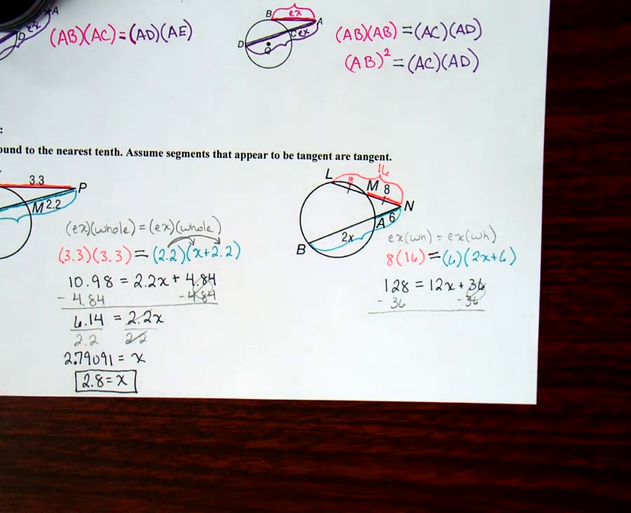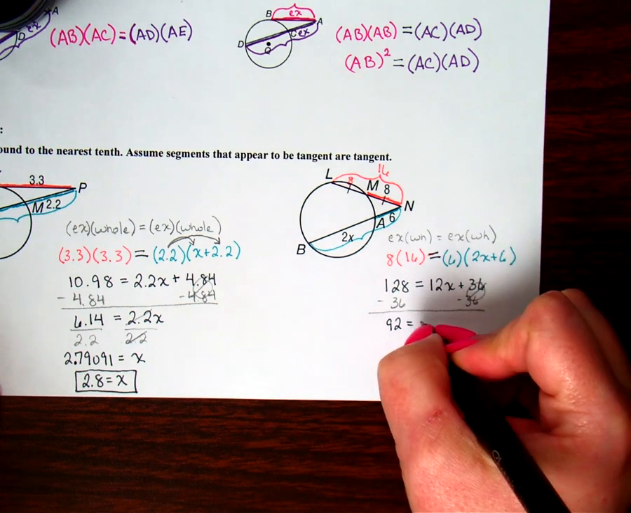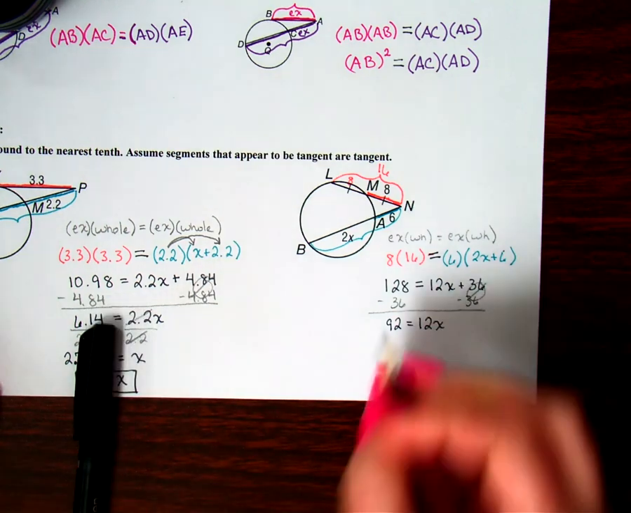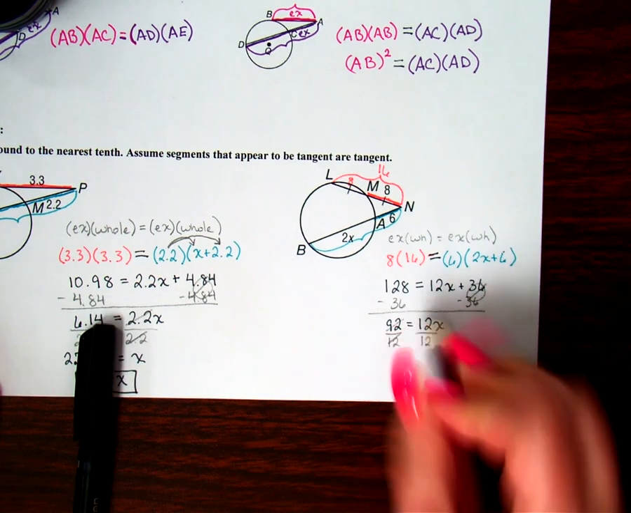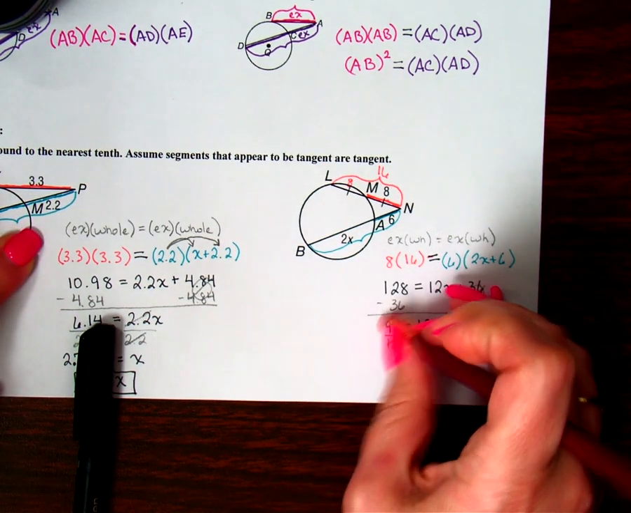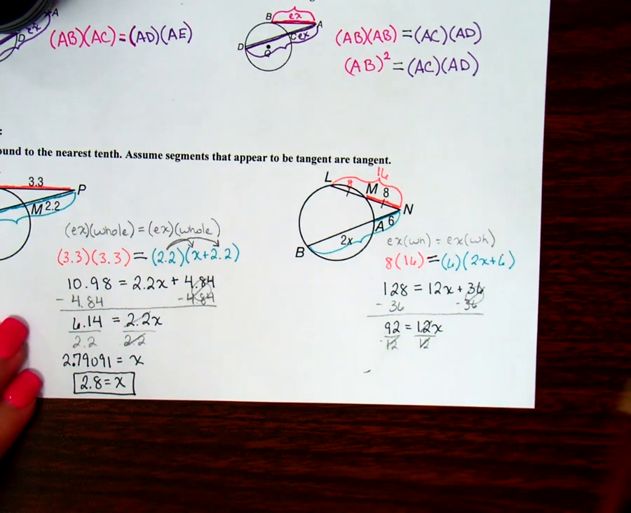128 minus 36 is 92. That equals 12x. Divide both sides by 12. Oops, these cancel out. These don't cancel out. 92 divided by 12 is a decimal. 7.6 repeating.